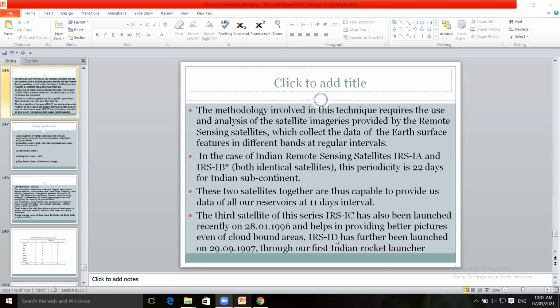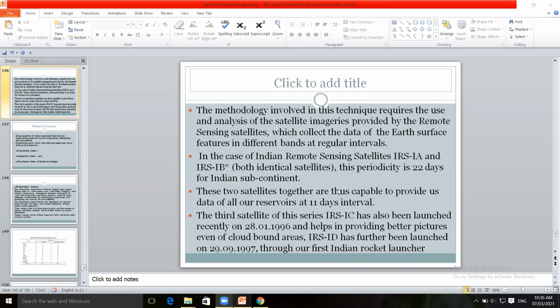And another one, IRS-1D, was launched on 29/9/1997. After IRS-1C, another remote sensing satellite was launched. The name is IRS-1D. IRS-1D was launched on 29/9/1997 through our first Indian rocket launcher. This is our first Indian rocket launcher.